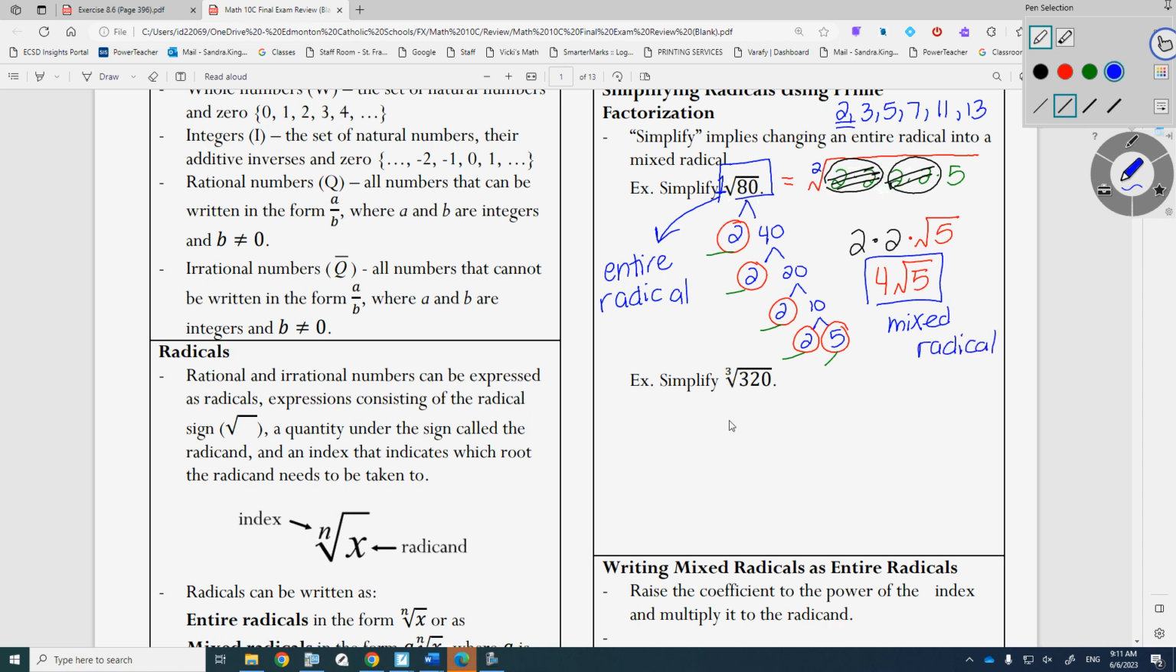Okay. Try this one, the third root of 320. See how you would go about simplifying that. So always start with your lowest prime. So we would get 2 and 160, 2 and 80, 2 and 40, 2 and 20. Go until your tree ends with a prime number, a 2, a 3, a 5, a 7.